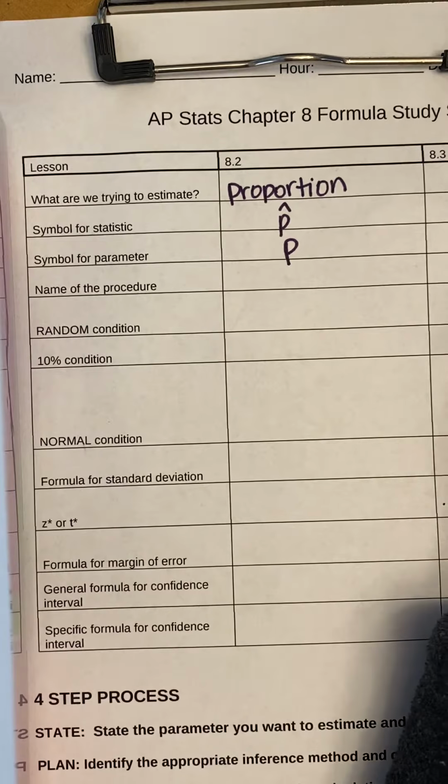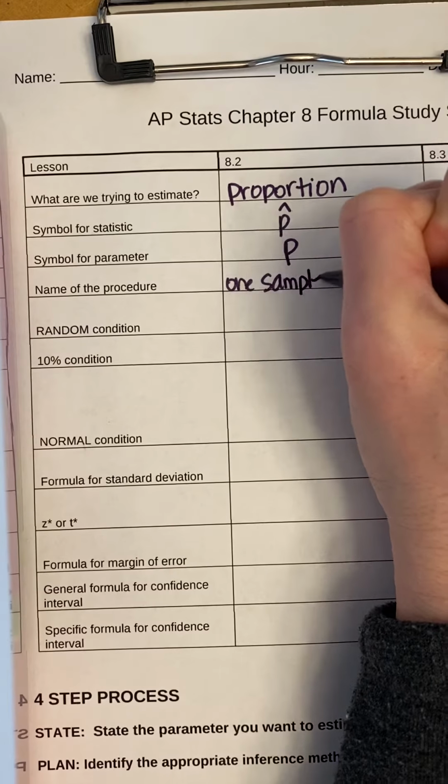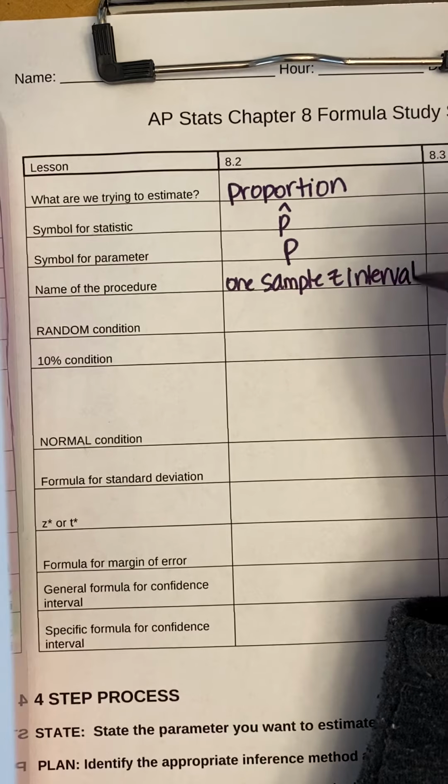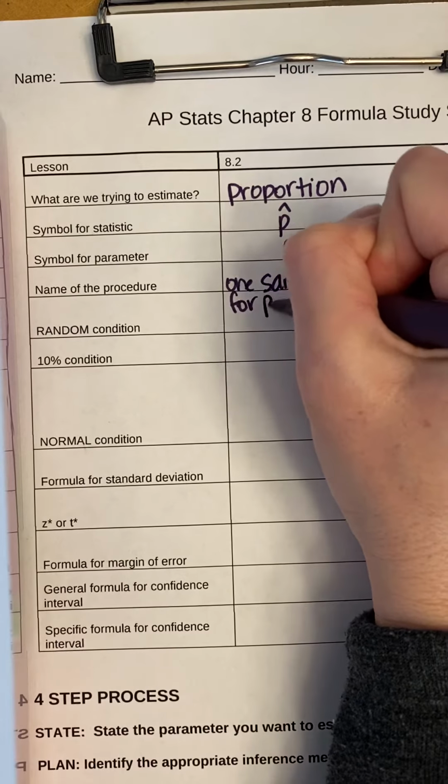The name of the procedure is a one sample z interval for proportions. So I'm going to put for p.